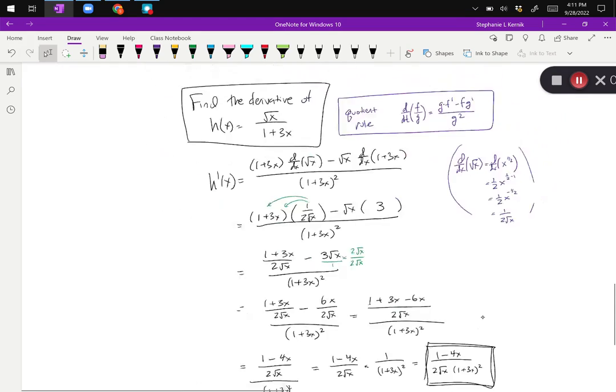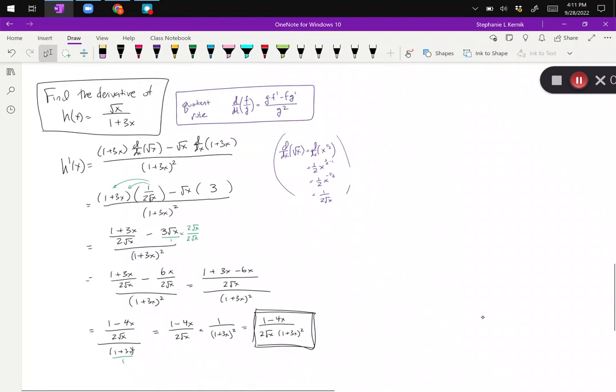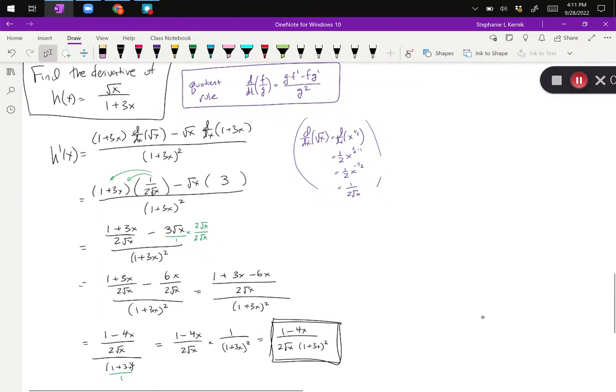So, to find the derivative of the square root of x over 1 plus 3x, we had to use the quotient rule. When finding the derivative of the square root of x, we ended up kind of creating ourselves a complex fraction. To deal with the complex fraction, you just need to make sure everything in the big numerator has the same common denominator, deal with that, and then deal with the complex fraction.